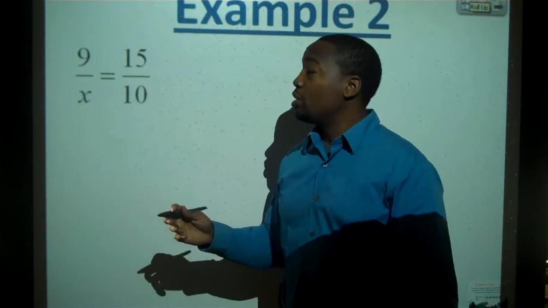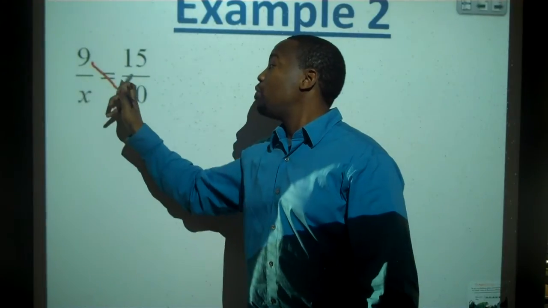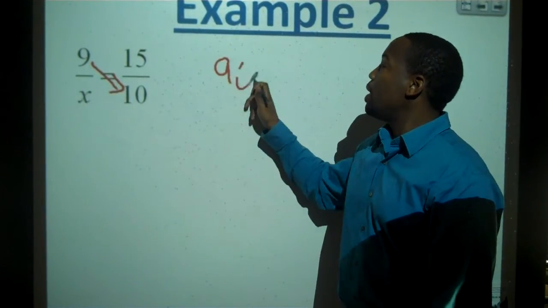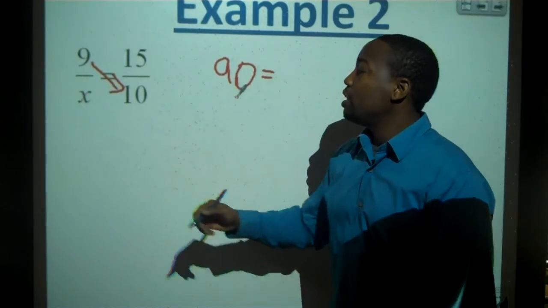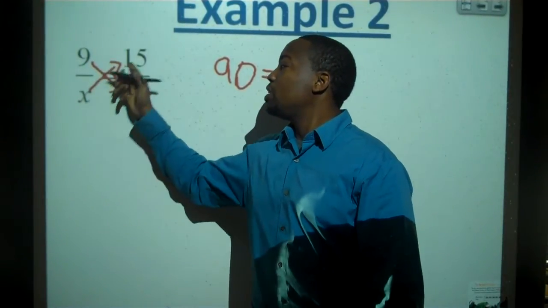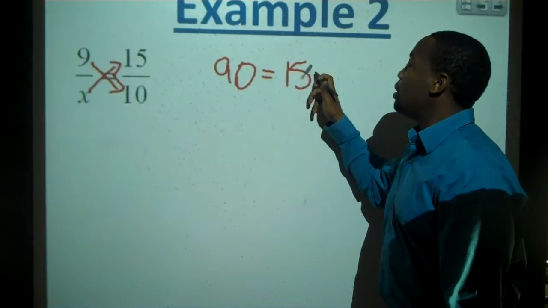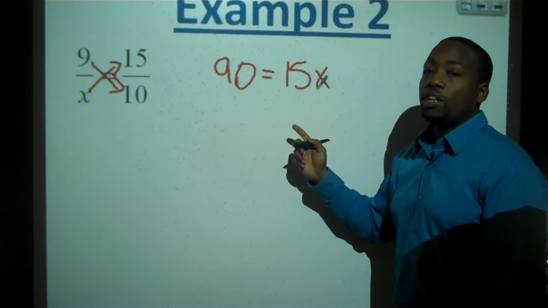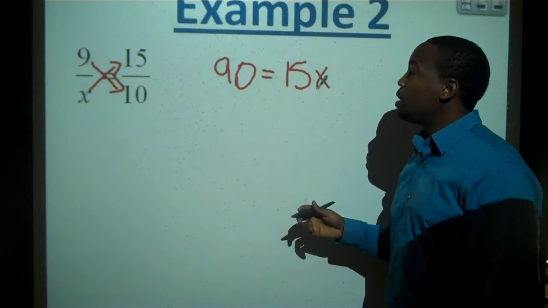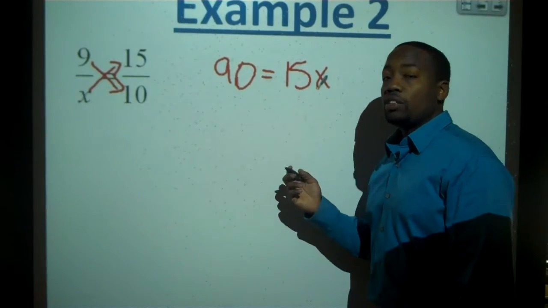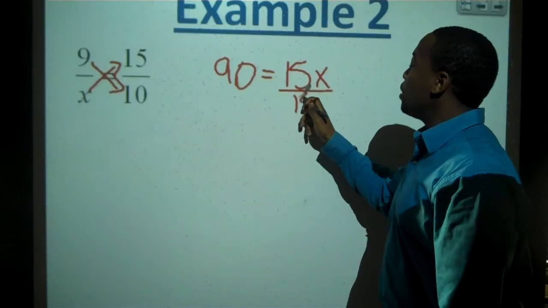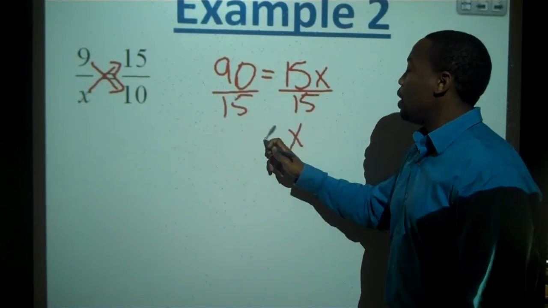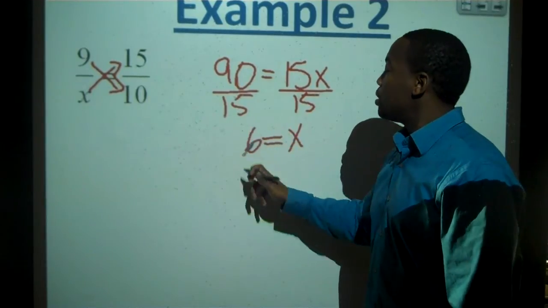But what I do need to do is go ahead and do the same method as I mentioned before, which would be cross multiply. So I get 9 times 10, which is 90. And then I get x times 15, which is 15x. And like I said earlier, I want to have a number on one side and a variable on this side, which happens to work well here. So now I want to solve for x. So I have to divide by 15 and divide by 15, right? And I receive x is equal to 6.